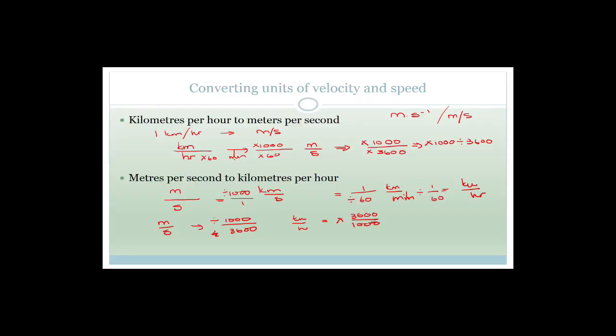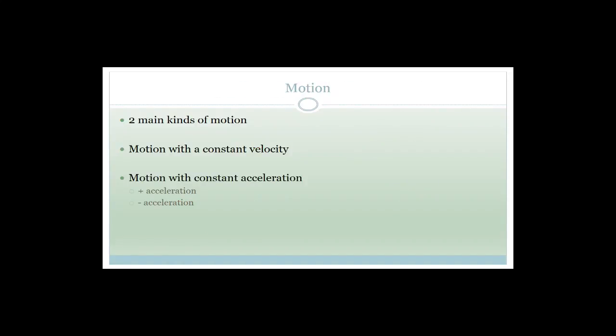Now, let's move on to the fact that there are two kinds of motion: motion with a constant velocity and motion with a constant acceleration. If you have constant velocity, it means that there's no acceleration. Do you understand that? We are not speeding up or slowing down. We are remaining at a constant velocity.